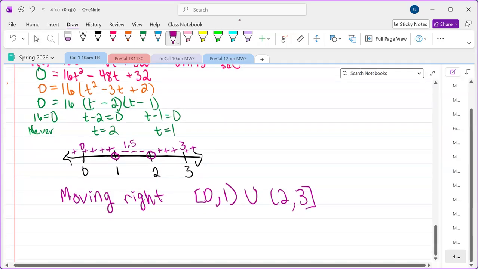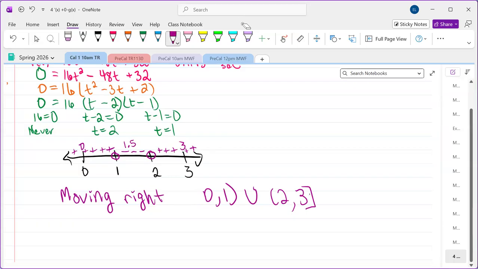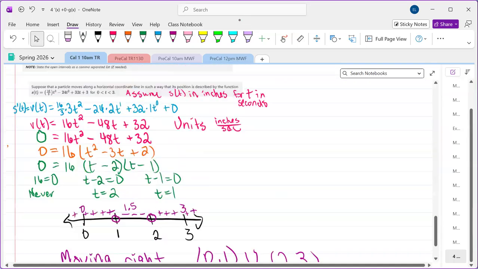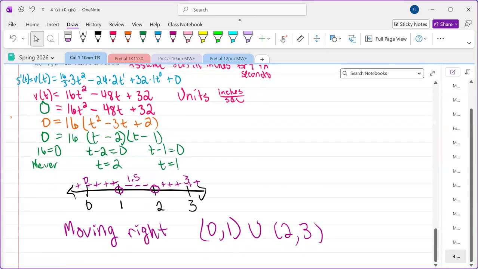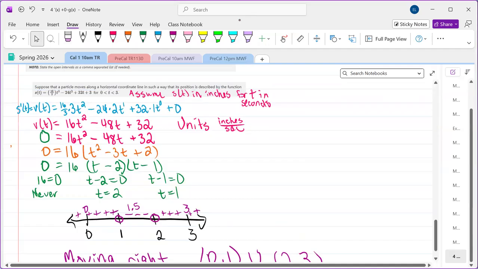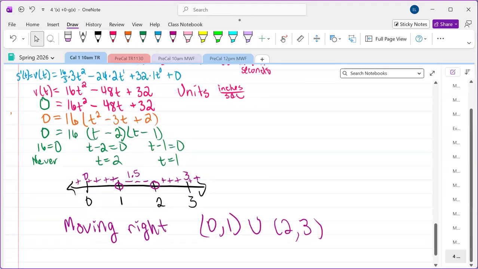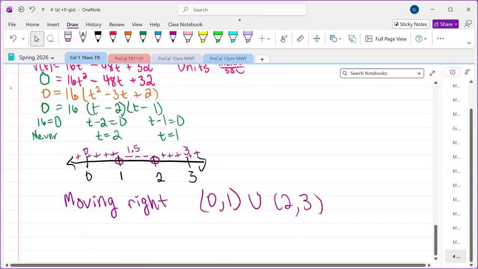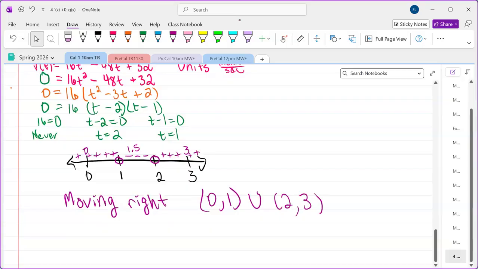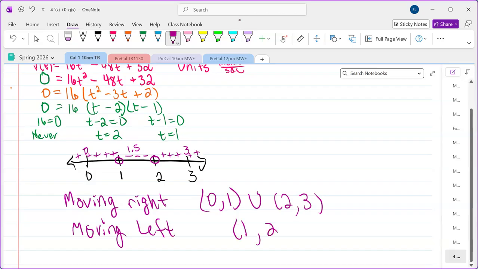And I'm using the 0 and 3 as endpoints because that's what they gave me. In fact, in the original setup, they did not include the 0 and the 3. So we should actually have parentheses on the 0 and the 3. Now, if you guys accidentally put brackets versus parentheses on the outside points, that's all right. But the 1 and the 2 for sure should have parentheses because the velocity is 0 there, so it is neither moving left nor right at 1 and 2. And then our left will be from 1 to 2, the middle part.